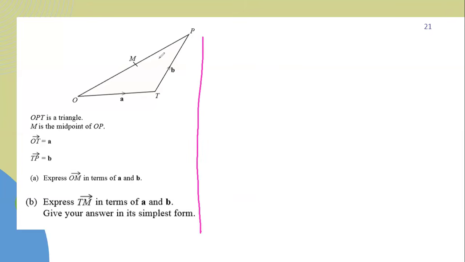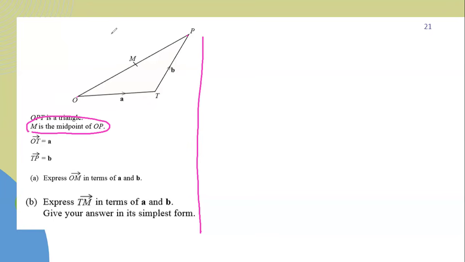Okay, now they have given us this kind of figure, our triangle O to P. Now, always read through the question. Here they have given us the ratio. They are telling us that M is the midpoint of O to P. This is our O to P, and they have given us M as the midpoint. Midpoint means something that divides something into 2 equal parts.